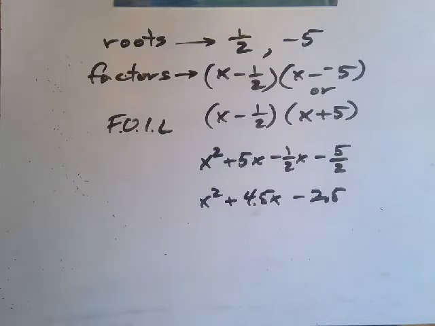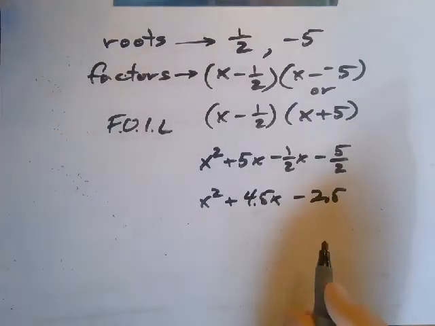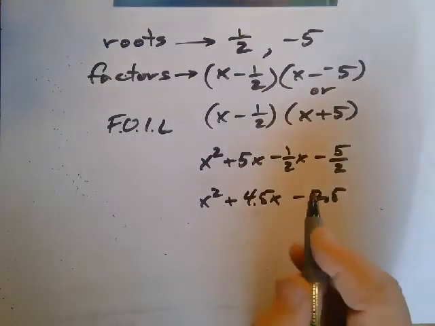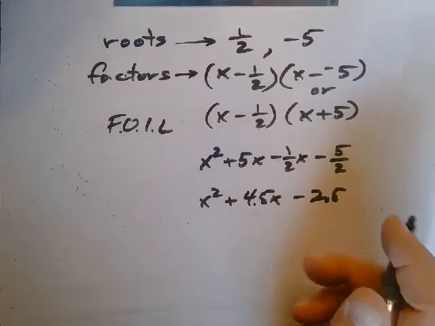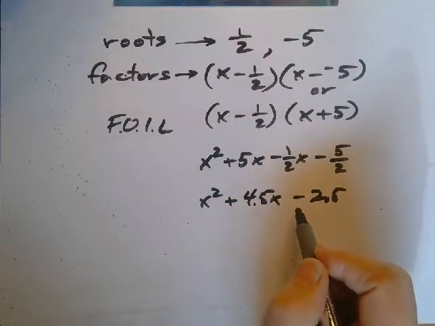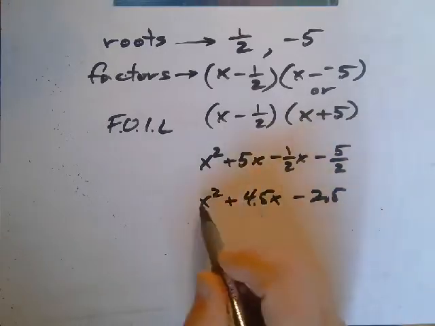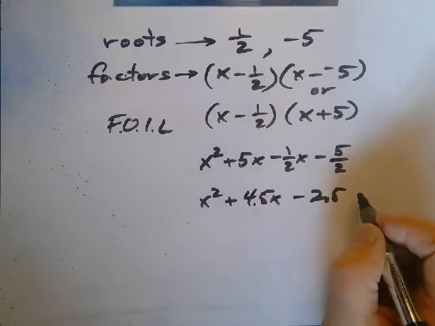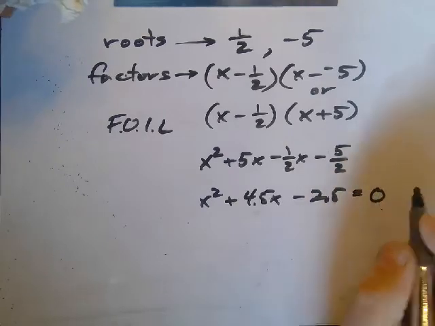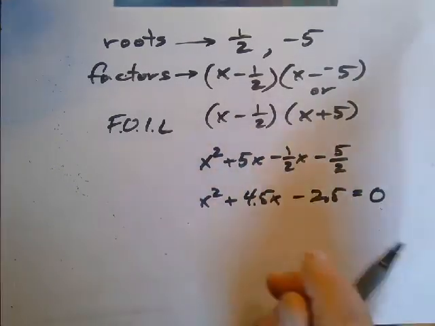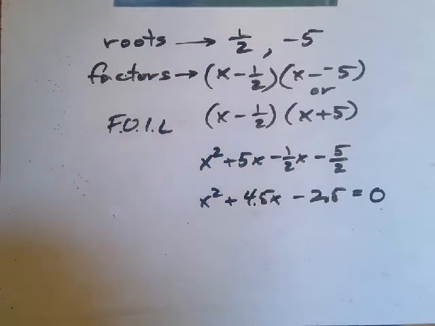And you could write this as an answer. However, the instructions said that a, b, and c had to be integers. Well, these are not integers. So I'd have to figure out what I have to do to make them all integers. And since this is equal to 0, I could just multiply everything by a number here. But there's an easier way to do that.